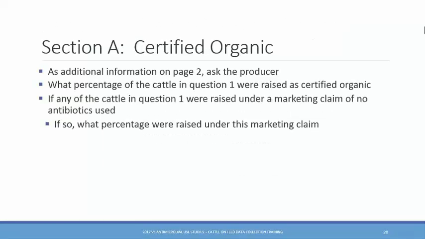In our manual, you'll see on page 58 that we are interested in any information on certified organic producers. So just on page 2 of the survey, if you could ask the producer if any of the cattle were raised as certified organic, and if they were raised under a marketing claim of no antibiotics used, what percentage were raised under this marketing claim. This can just be recorded in the notes on page 2 for us, if you would. And you'll see the information on that question in the manual on page 58.